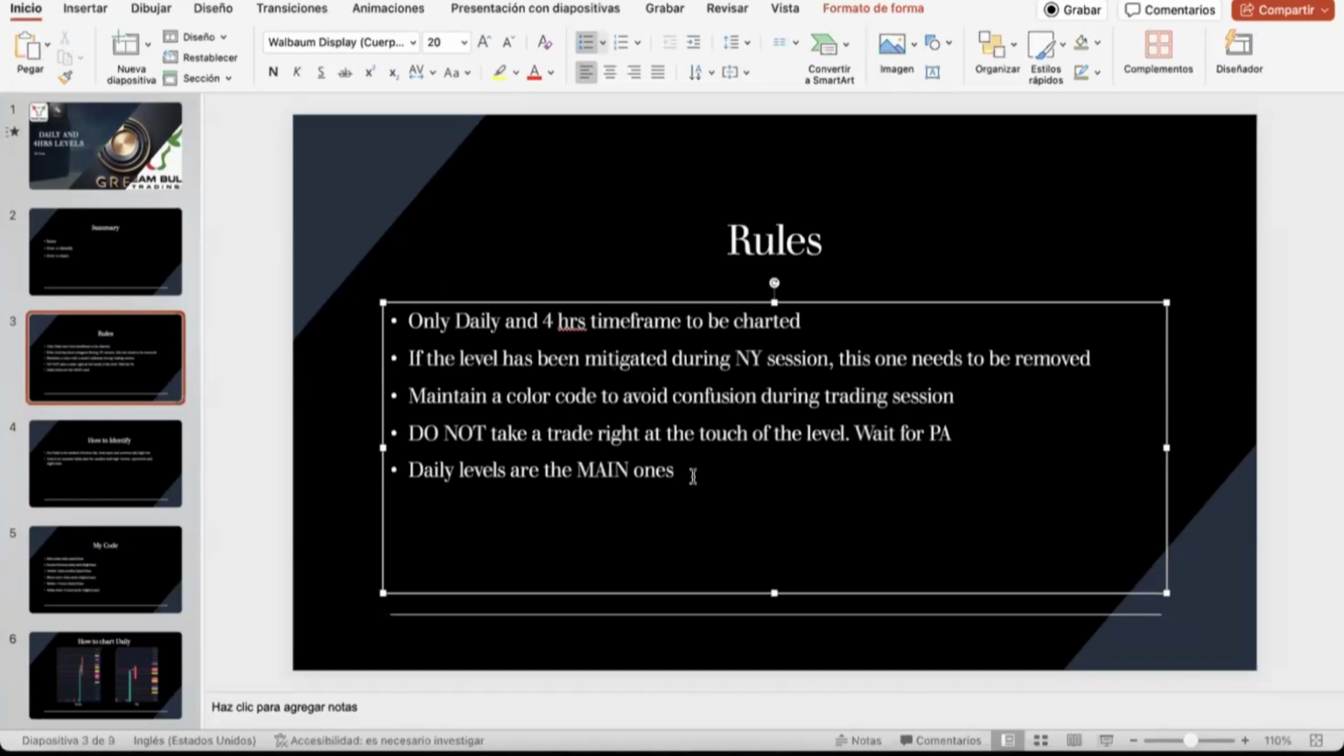Daily levels are the main ones, okay? Daily levels are the main ones. These are the ones telling you what's next. So if you have a 4-hour level and a daily level, the daily level will have the priority. That's the most important one.